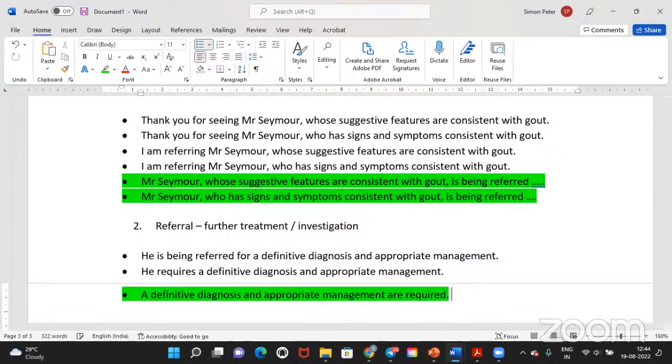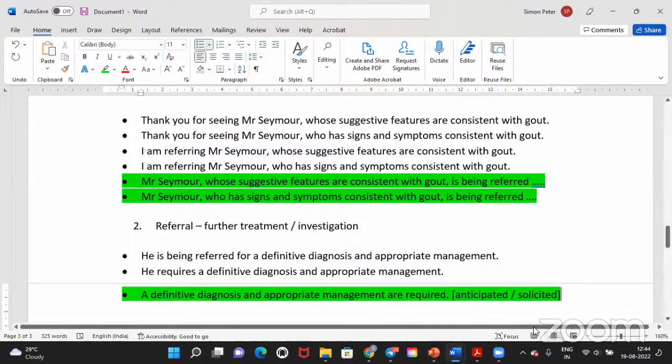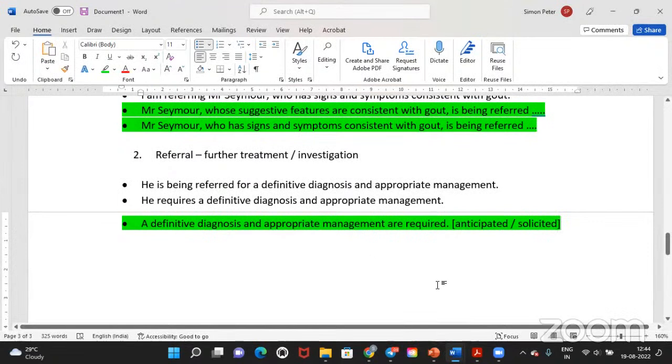It means expectations, expected. Anticipated, solicited. This is English, my dear. Instead of "required," you can say anticipated, solicited, expected. You can use anything you want. So these are some words which you can use, whichever is best. This is English. No, it's not nonsense. Anticipated means expected.